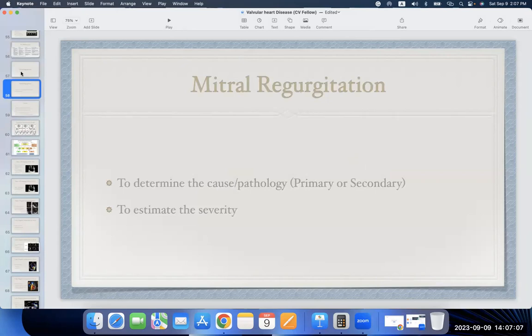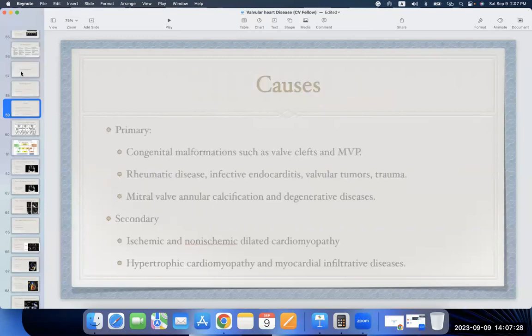Whenever you have a patient with mitral regurgitation, it's very important to determine from the echo the cause and pathology. Is it primary or secondary, and what is the underlying cause of the MR? Because that will significantly affect the way you're going to manage this mitral regurgitation. Also, you need to estimate the severity. So we're going to go quickly over both.